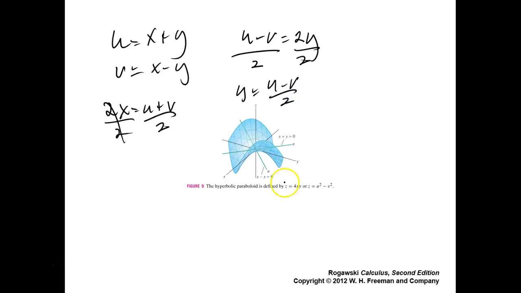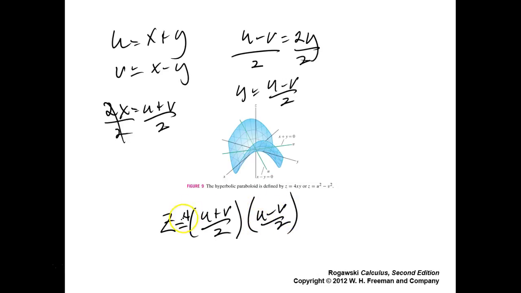Well, now plug in what we had before. z is equal to 4x, which is u plus v over 2, times y, which is u minus v over 2. Sorry, I had a 4 in front of that. The 4 cancels the 2 2's out, and that gives you z is equal to u squared minus v squared, which is what this other representation is like. But don't worry about this. You don't need to do it.